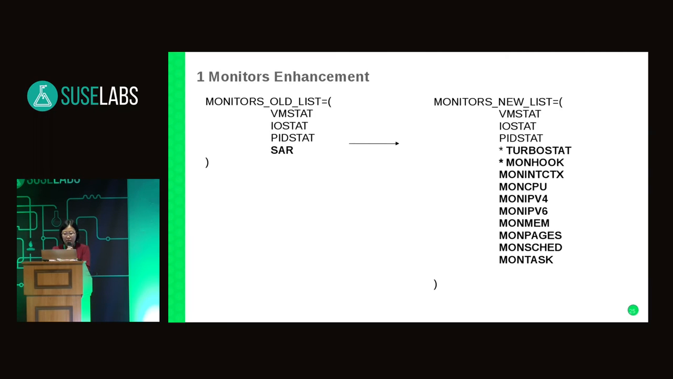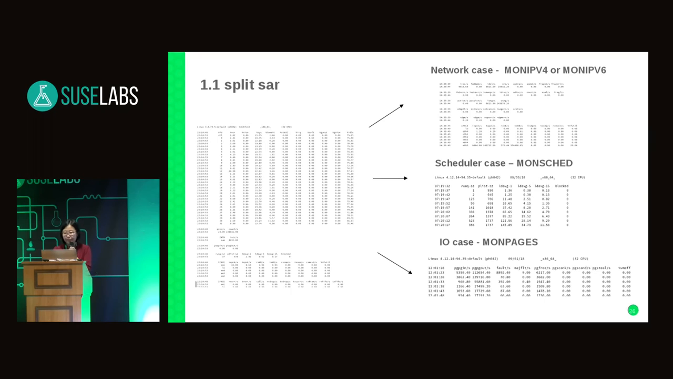So why did we split SAR? We know SAR is a powerful performance monitor tool. It can monitor various Linux subsystems, such as CPU, memory, I/O in real time. In our previous system, we dumped all the possible information into one SAR log. So the log file is too big to get useful information. So we split it into several monitors based on our test scenario.